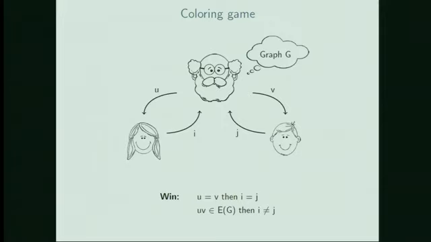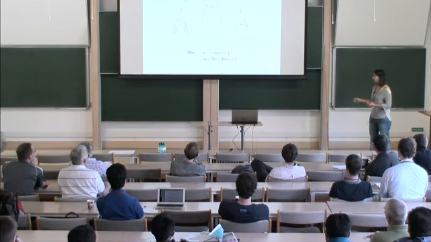And what they have to output is colors. So they have to tell the referee individually, without communicating, a color. Let's say Alice replies I, Bob replies J. And the condition we want is that for a given pair, if the two vertices were equal, they must output the same color. If the two vertices are adjacent, they must output different colors. So somehow they're going to convince their grandfather that they can color the graph, but on a pair of vertices.